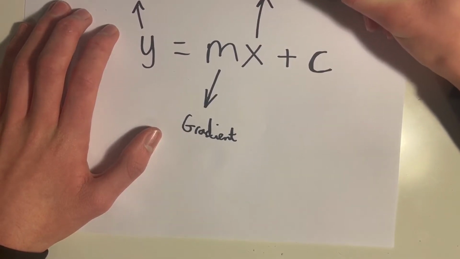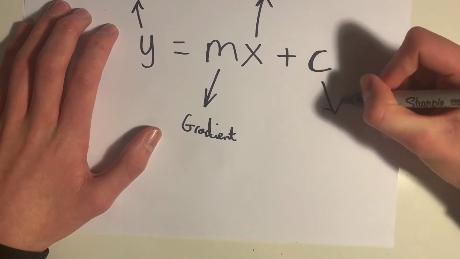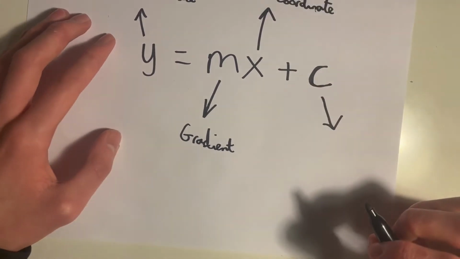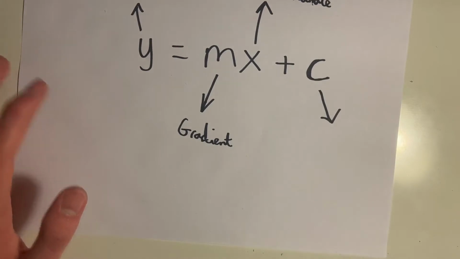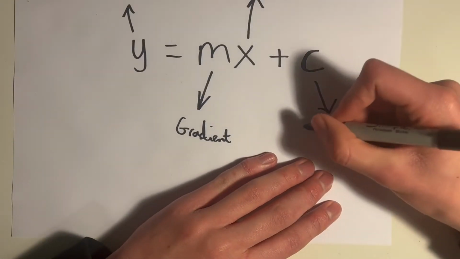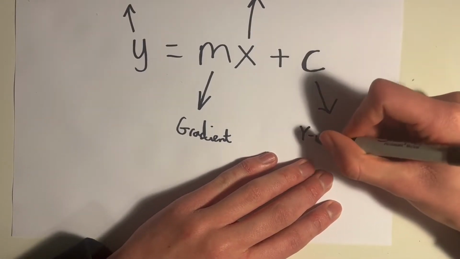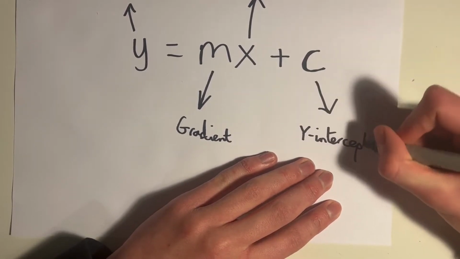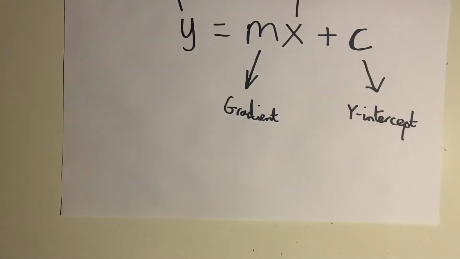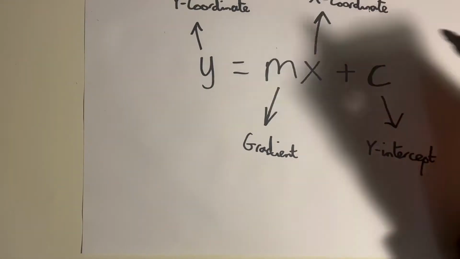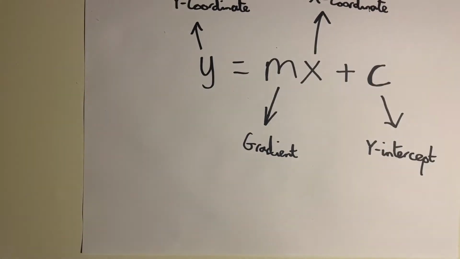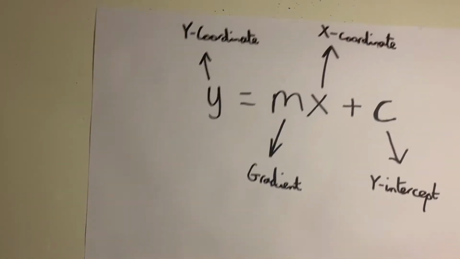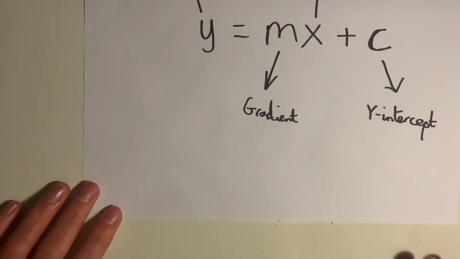And C is what's called the y-intercept, which is basically what the y value is when the graph intercepts the y-axis. And using all of that, if we know the gradient and we know the y-intercept, we can plot a straight line graph. There's also a note to take.